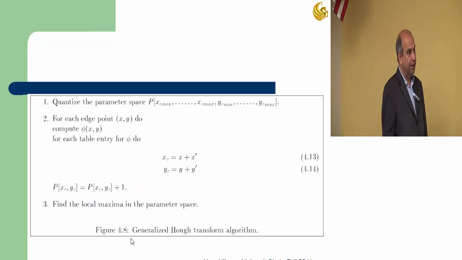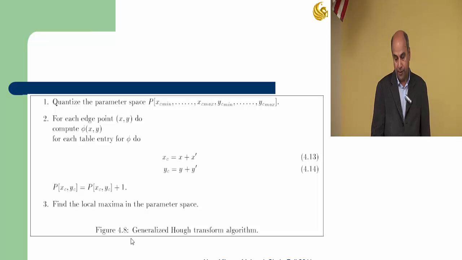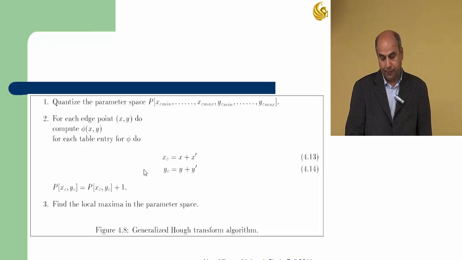So the algorithm is very similar to the one before. First, we will have an accumulator array, a two-dimensional array for the centroid, x min to x max and y min to y max, and we'll loop over every edge point. We know its angle from the gradient, and the relation before was that R was computed like that. So xc equals x plus x bar, and yc equals y plus y bar.